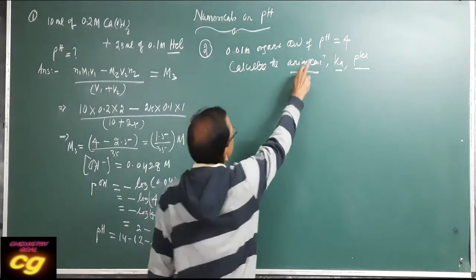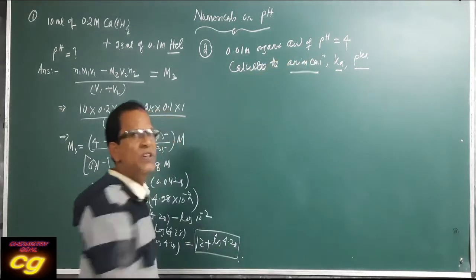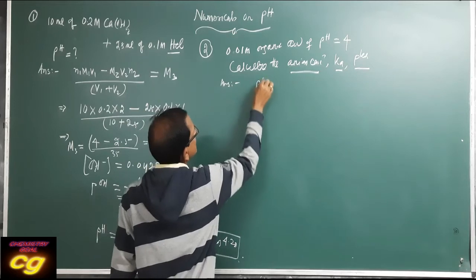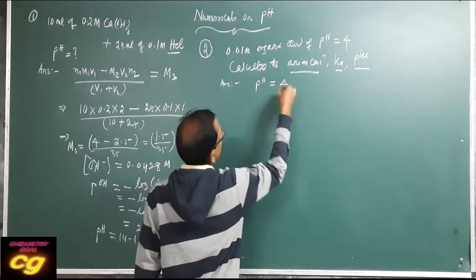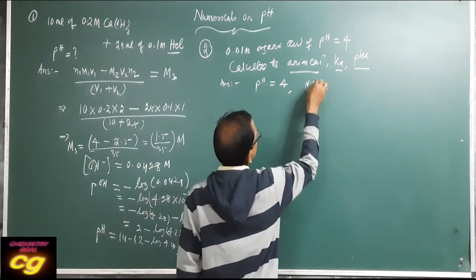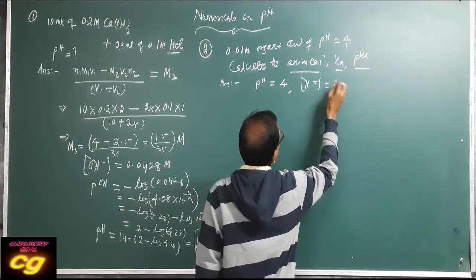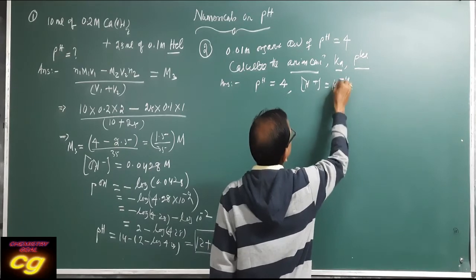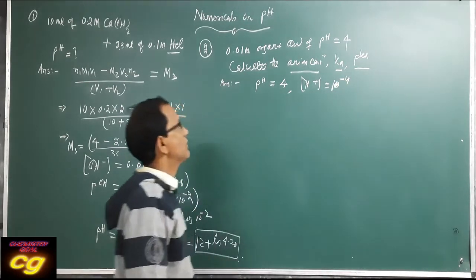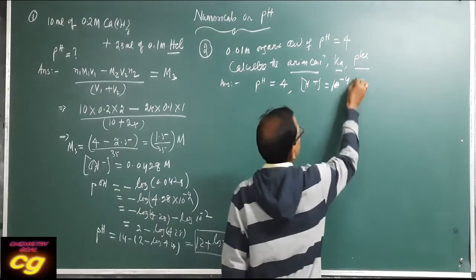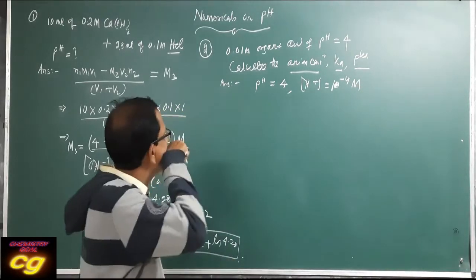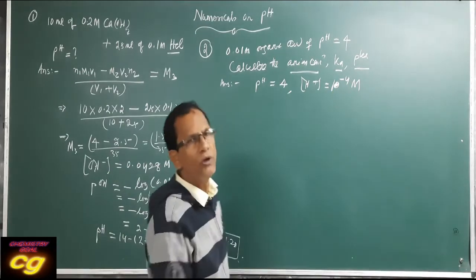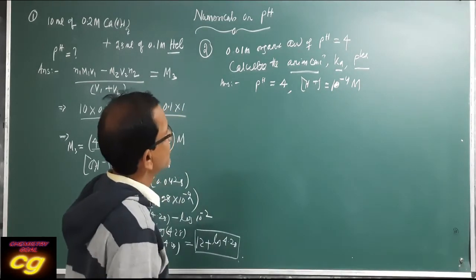Here the pH is 4, the acid solution pH is 4. So the answer will be like this: as pH is equal to 4, it implies the H plus ion concentration will automatically be 10 to the power minus 4, that is 10 to the minus 4 M. This is the concentration of H plus ion, because pH is equal to minus log of the H plus concentration, so with the log value equal to 4, the H plus ion concentration is 10 to the minus 4.